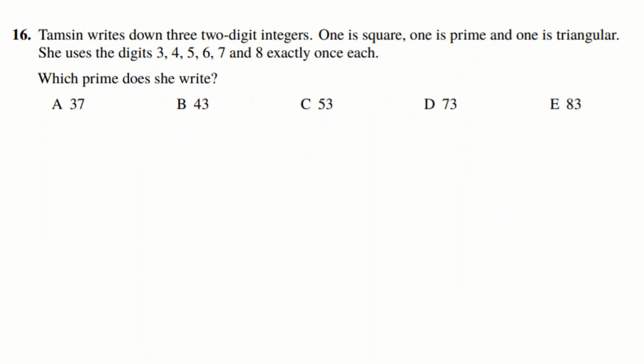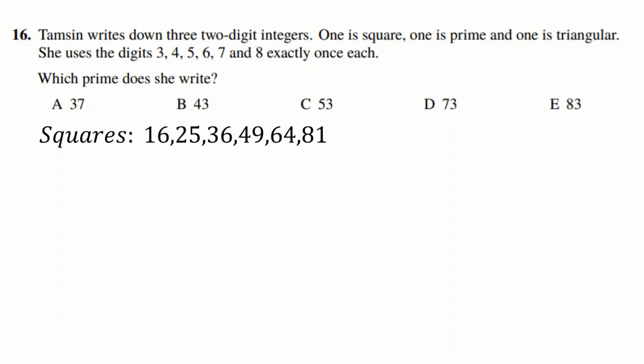But anyway, number 15, Tasman write down 3 2-digit integers. One is square, so let's list out the squares that are 2 digits. There they are. One is prime. Now, I actually don't know all of the primes off the top of my head up to 100. It would require quite a lot of me thinking to do that, and I don't really have time for that, so I'm not going to bother with that.